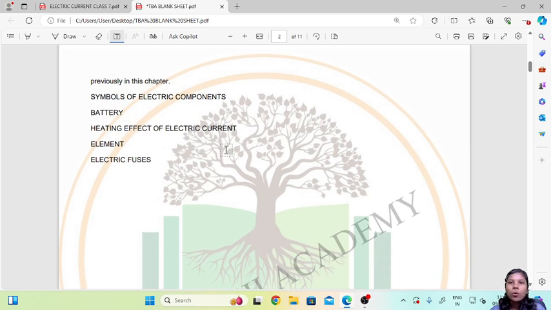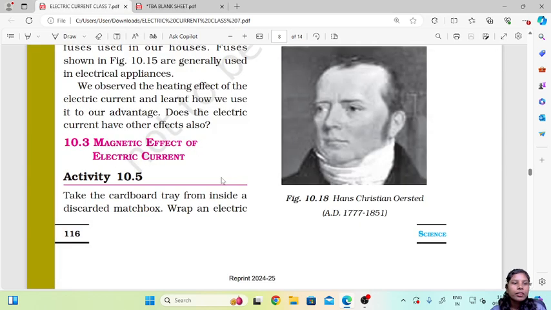Then we also saw what an element is. An element is a coil of wires, and we also saw the electric fuses that are used in our houses to take the load of electricity. Now today we will continue and will look at the magnetic effect of electric current.